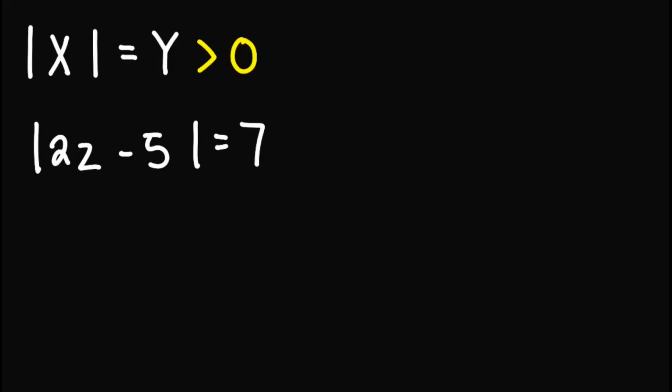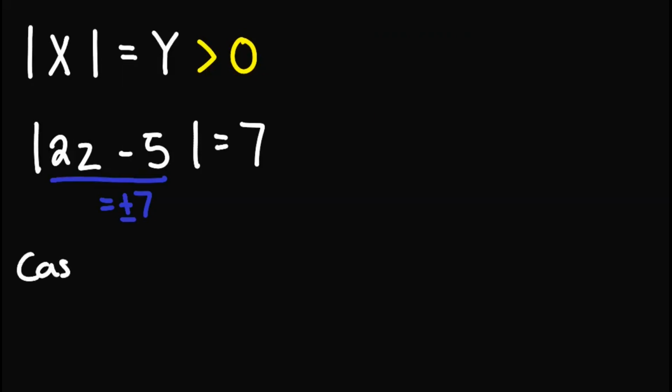You might initially observe that for this to be true, 2z minus 5 must be equal to 7. And that is indeed true. But there is another missing piece. 2z minus 5 can also be equal to negative 7. Since if we have the absolute value of negative 7, again we take the positive, so we'll have 7. So this still satisfies our equation. So we'll have two cases. Either 2z minus 5 is equal to positive 7 or negative 7.